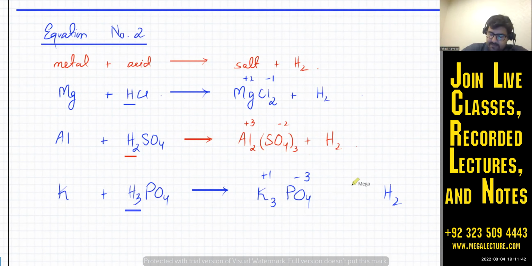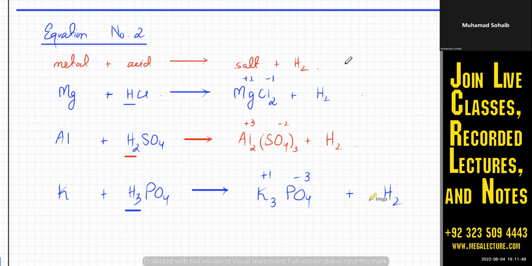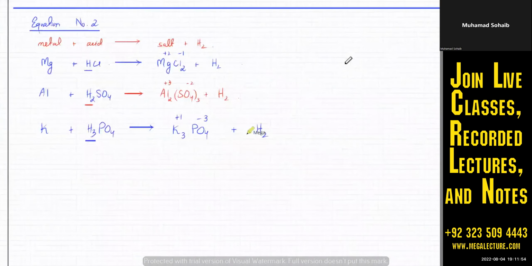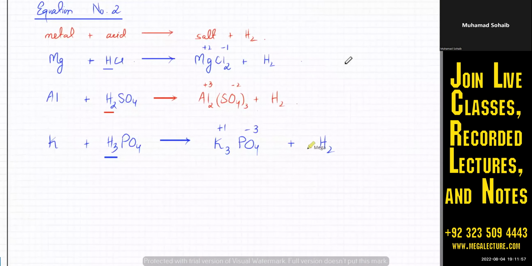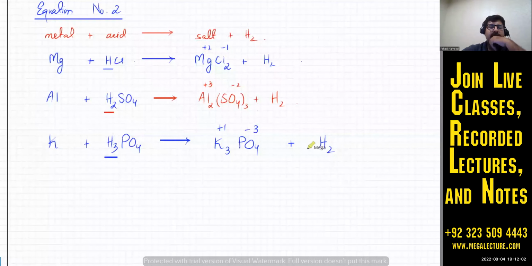I'll just add a plus sign over here. You clear? Is this reaction clear? Metal plus acid produces salt plus H2. Is this clear? Yes, sir. Is this clear, Ayan? Urva, clear hai? Zaria? Yes or no? Is this clear?